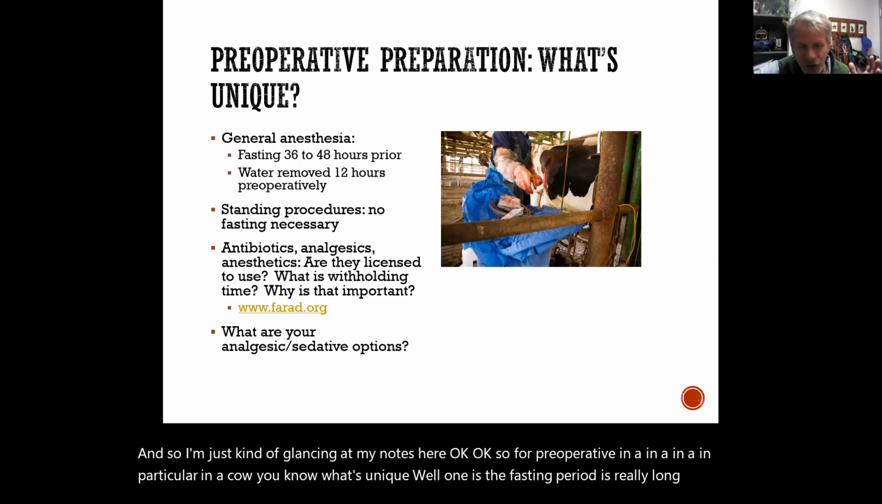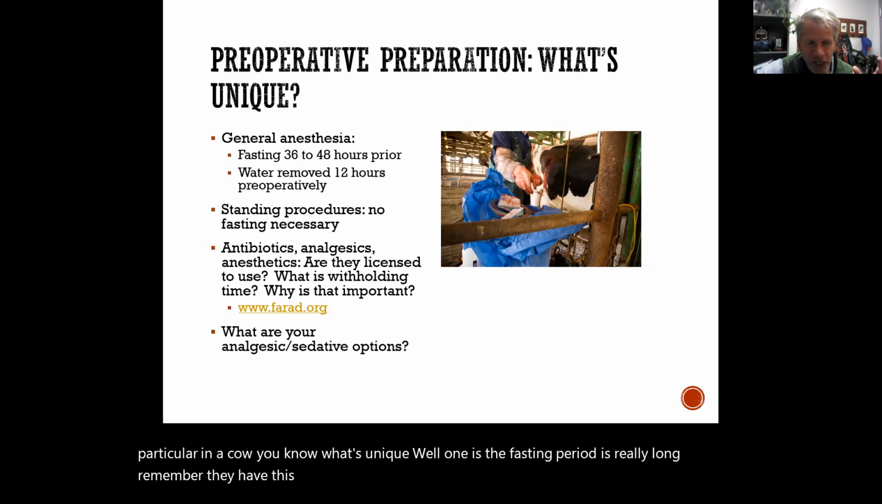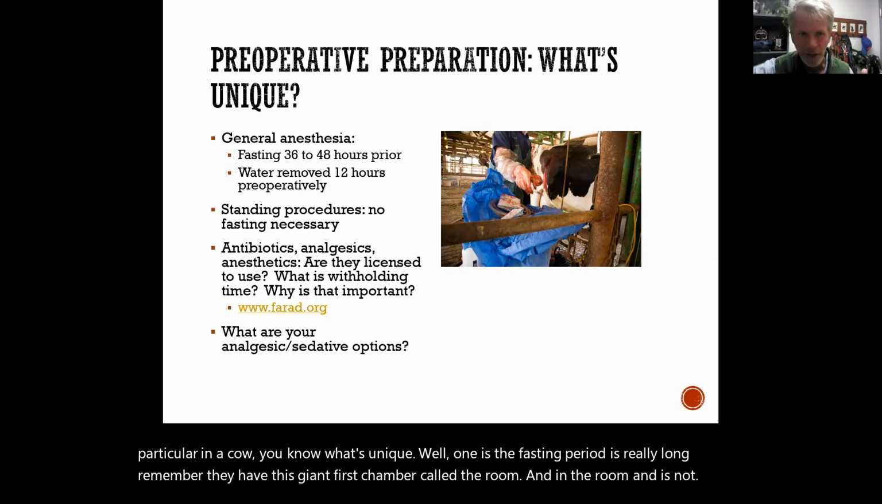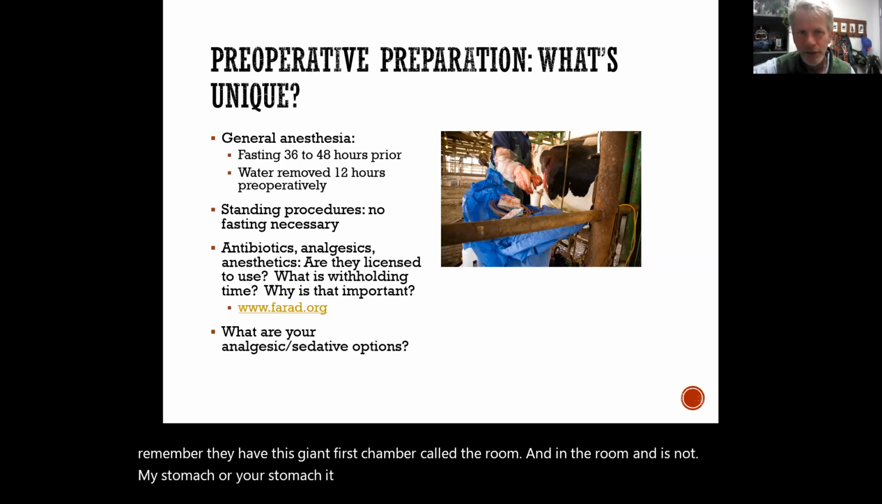Remember, they have this giant first chamber called the rumen, and the rumen is not like my stomach or your stomach. You can never really empty a rumen. So they have to be fasted for almost 2 days. And then water is removed for 12 hours.